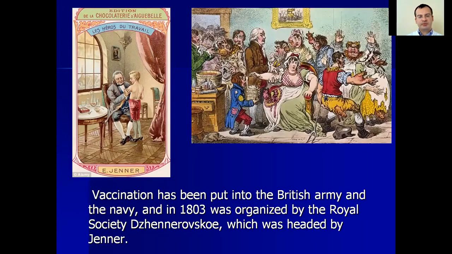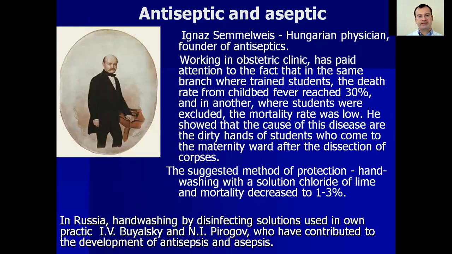Vaccination was introduced into the British Army and Navy, and in 1803 the Royal Jennerian Society was organized, headed by Jenner. Antiseptic and aseptic. Ignaz Semmelweis suggested the method of protection.